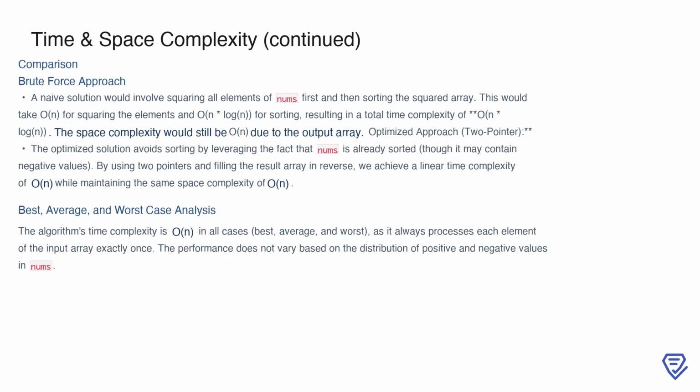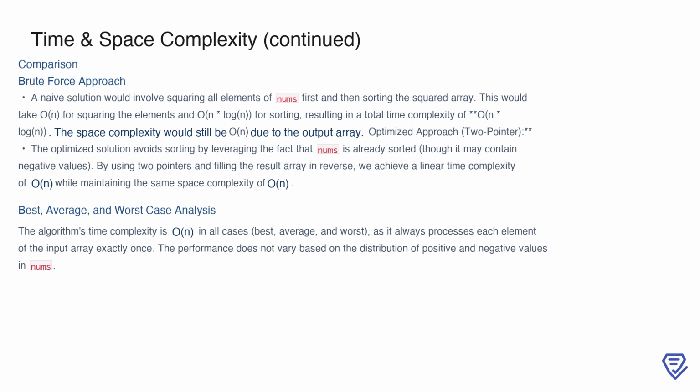To compare, the brute force approach involves first squaring all elements in the input array and then sorting the squared values. While squaring the elements takes O(n), sorting the array adds an O(n log n) step, resulting in a total time complexity of O(n log n). The space complexity in this approach remains O(n) due to the size of the output array.